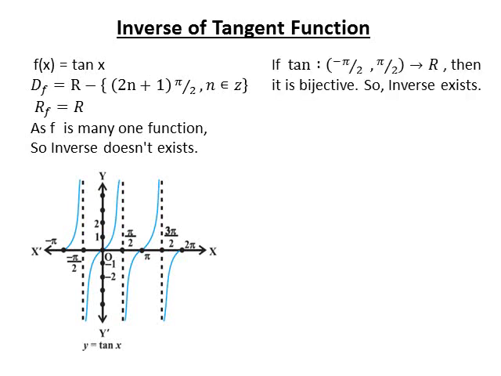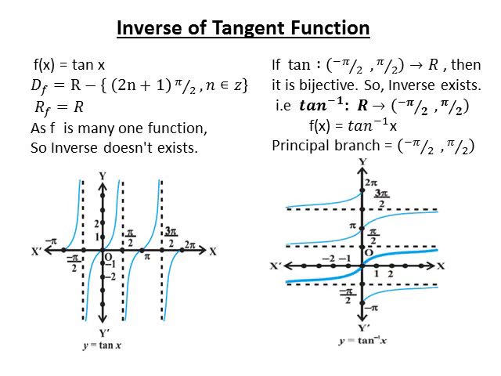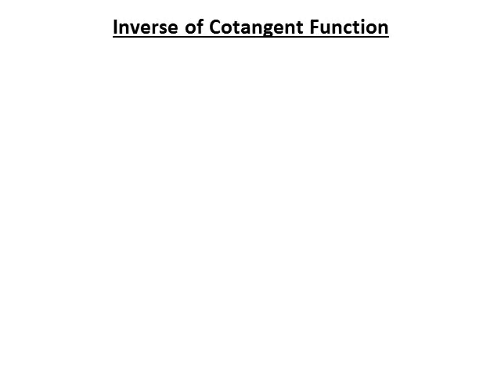But if we take domain of tangent function as open interval minus pi by 2 to pi by 2, then it is bijective. So inverse of tangent function exists and that is defined from R to open interval minus pi by 2 to pi by 2. Here domain of the tangent inverse function is set R and its range is open interval minus pi by 2 to pi by 2, which is also known as principal value branch, and this is the graph of tan inverse x function. Next is inverse of cotangent function.